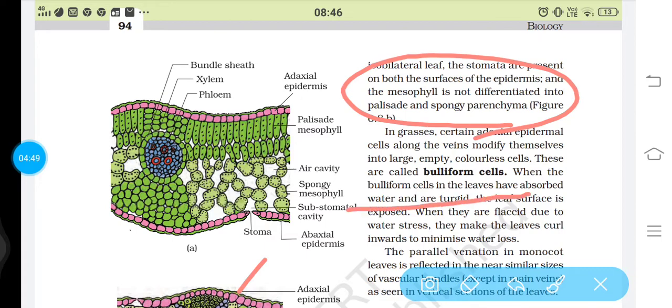Specific cells, bulliform cells, remember this, because it will be asked why grasses curl during adverse conditions or water stress conditions. It is due to the presence of specific epidermal cells on the adaxial surface, which are called bulliform cells. What happens in this case? In grasses, certain adaxial epidermal cells along with the veins modify themselves into large, empty, colorless cells. They lose all the nutrients or moisture. These are called bulliform cells.